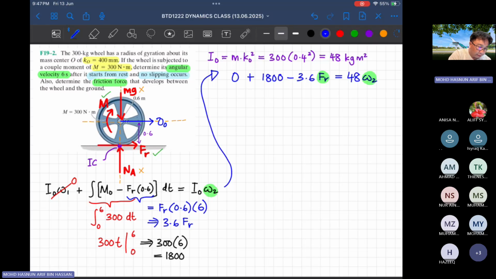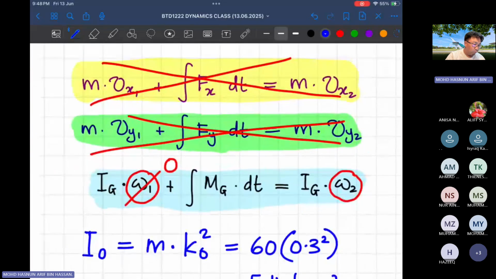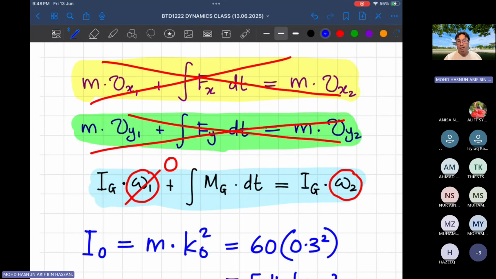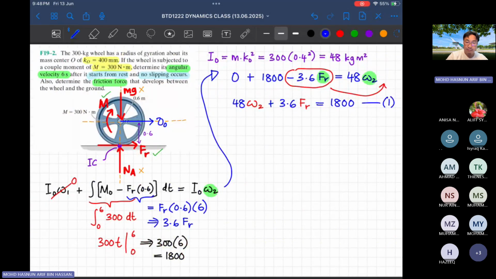Before we proceed to another equation, let's rearrange this. This minus 3.6 F_R, we can bring to here, and it will become positive. So we will get 48 omega 2 plus 3.6 F_R, these are the two parameters that we want to find, equal to 1,800. This is equation number 1. Because we cannot solve using only one equation, we can go back to another equation, so that we can solve simultaneous equations. By looking at this problem, we can use the x-axis equation, because in the y-axis there is no motion, and the friction force is acting in the x-axis, so we can use the friction force.